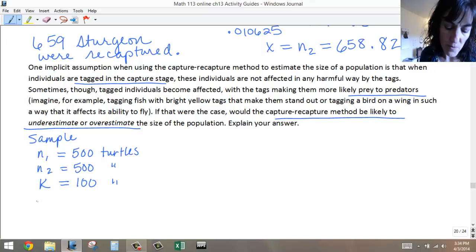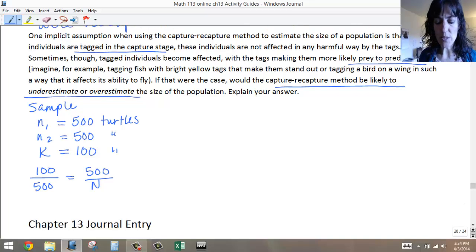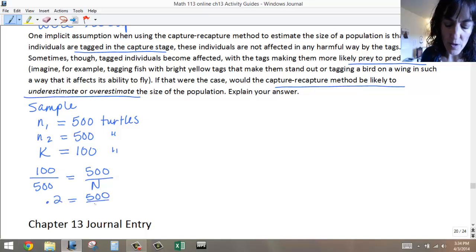So we would have 100 over 500 equals 500 over big N. And we can reduce that if we want, like I did on that last problem. We can do that. So we could say the 100 divided by 500, I think it's 0.2. Yeah, so 0.2 equals 500 divided by N.